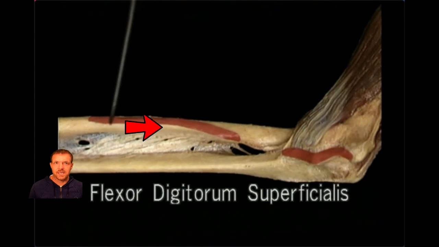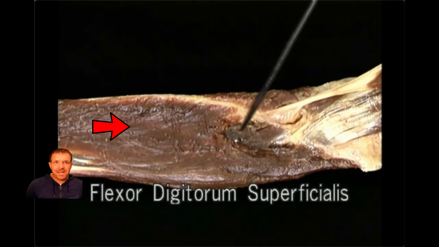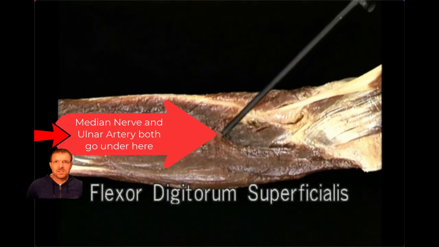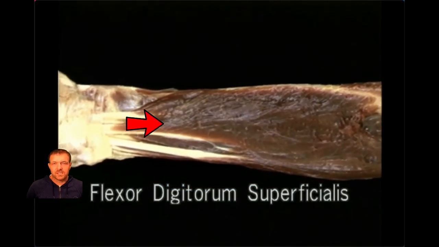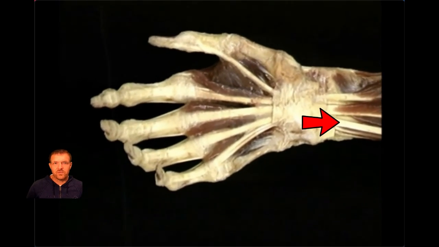Okay, so there's quite a big attachment on the radius there too. There is a little gap just there, and that's where your median and ulnar artery both go under. Okay, so they both go under there. And then these are the tendons for superficialis.